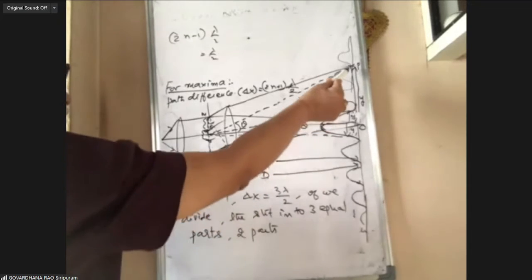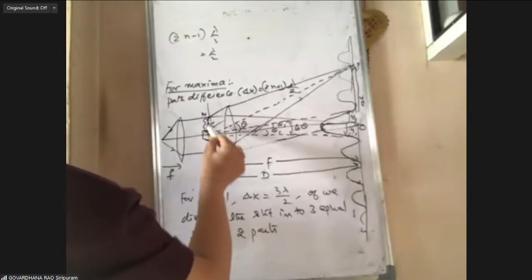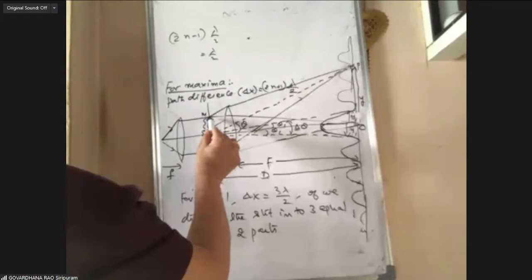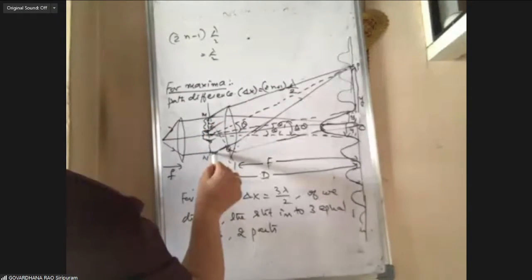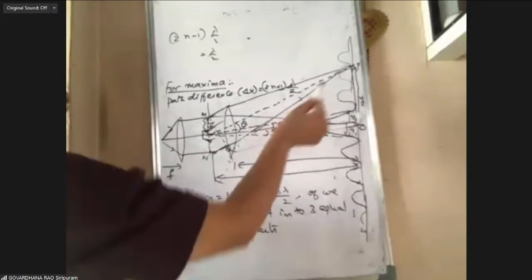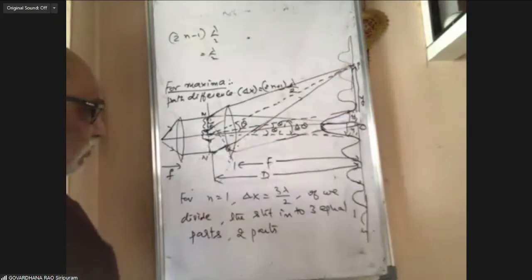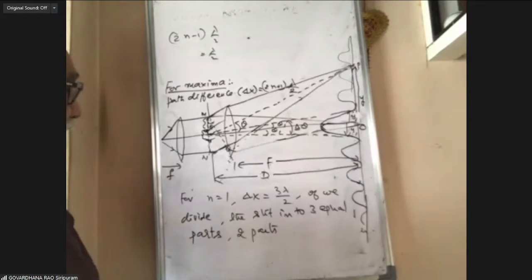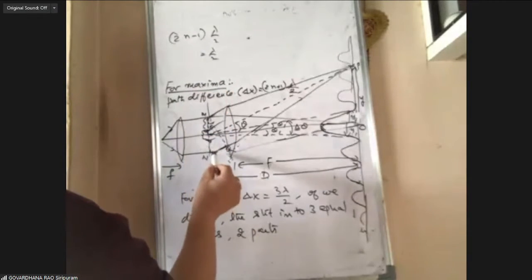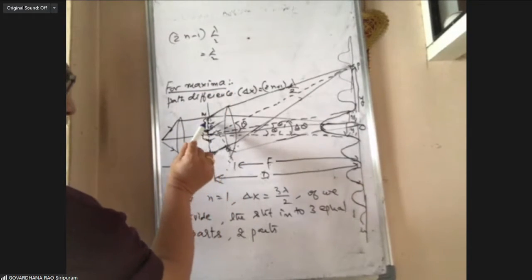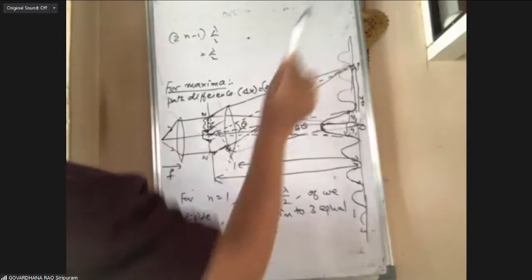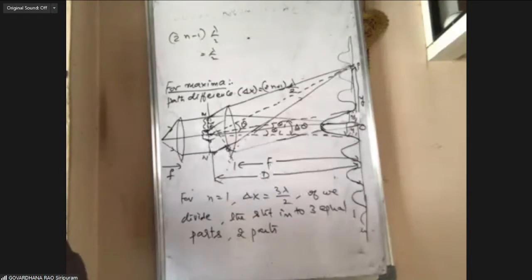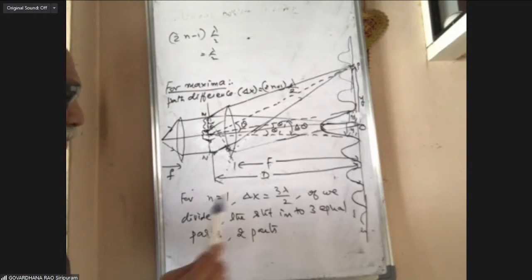That means you will not get maxima here. The path difference between the wavelets from this and this differs by lambda by 2, so here you will get minima, not maxima. They cancel, right? Entire path difference lambda by 2 means wavelets coming from this and this are getting cancelled here. You will get minima. So 2n minus 1 is not possible.